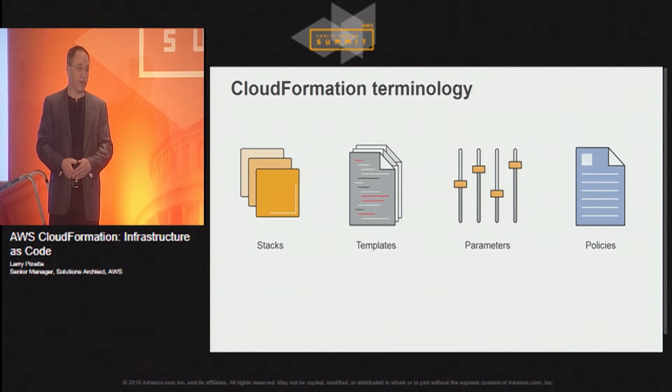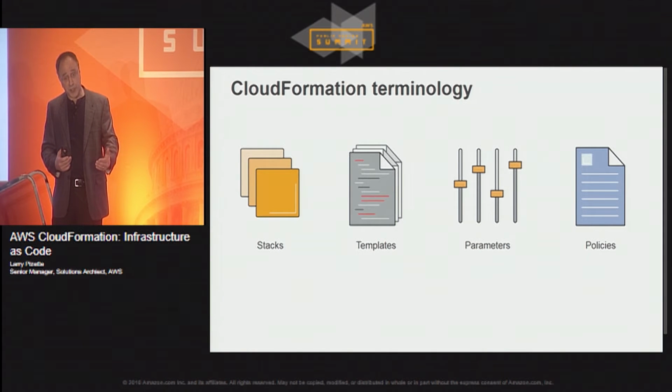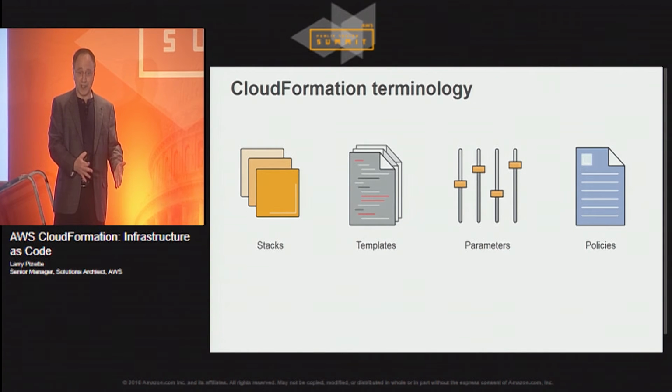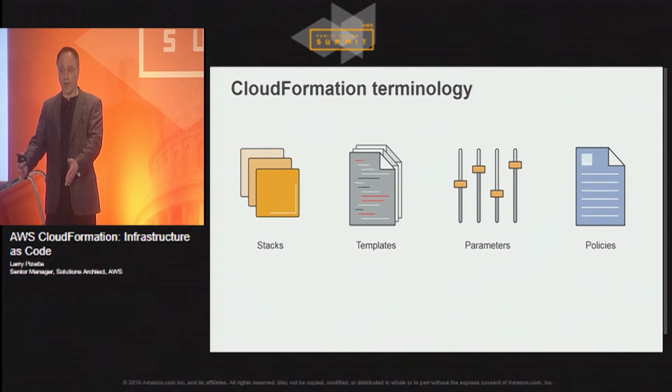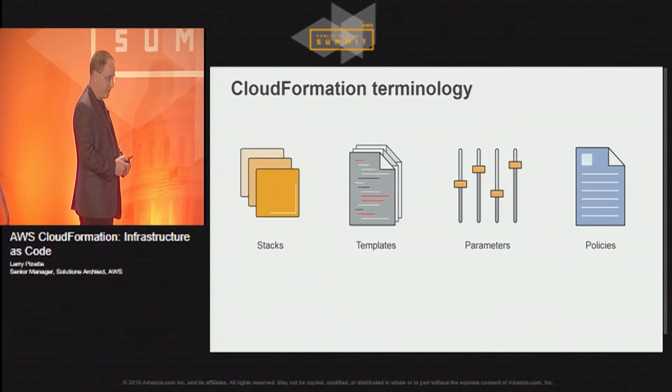For instance, in the example I was mentioning before, you want your developers using small EC2 instances because they're not handling production traffic, and you want your production environment in very large EC2 instances. You can make those parameters, which is really super helpful.